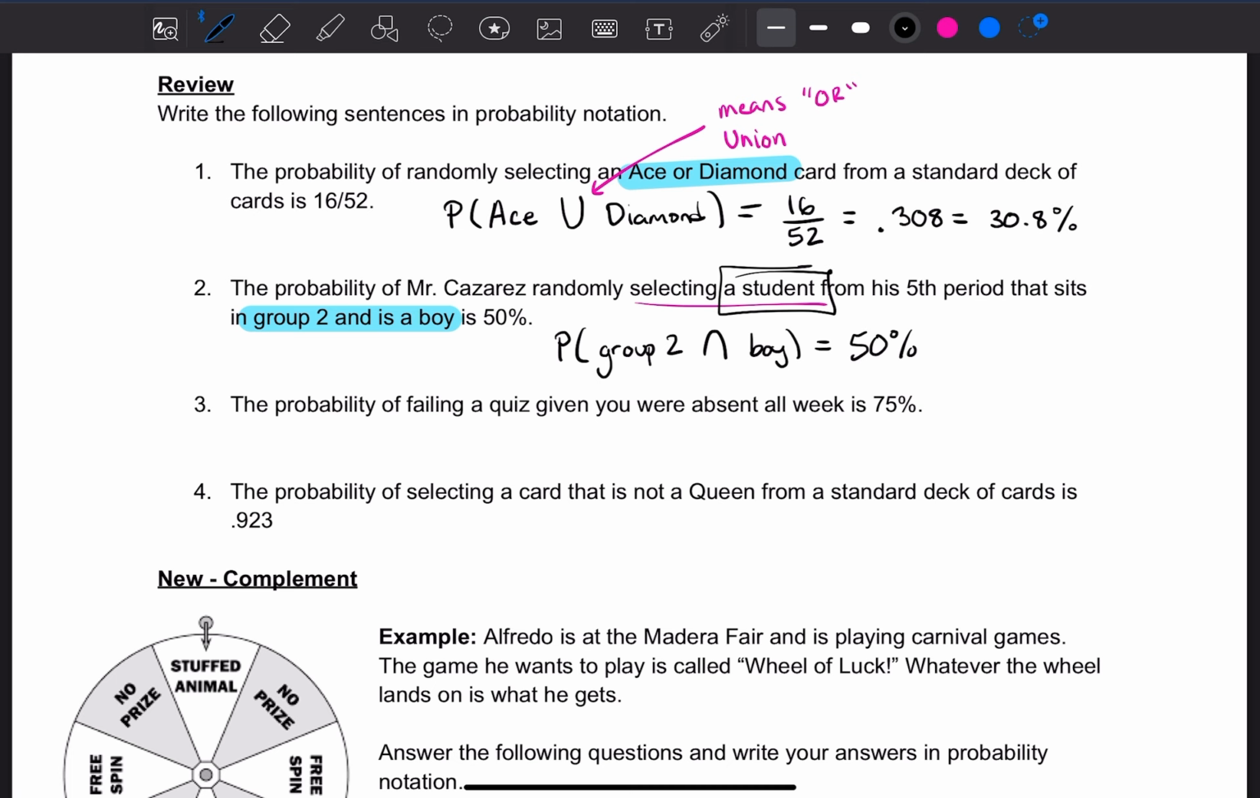Now, 50% is our answer here, and written as a decimal, it would be 0.50.